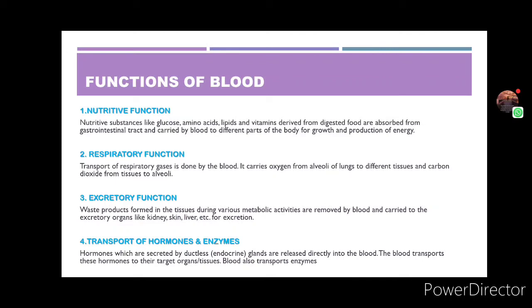For excretion. Fourth point, transport of hormones and enzymes. Hormones which are secreted by ductless, that is endocrine glands, are released directly into the blood. Now the blood transports these hormones to their target organs or tissues. Blood also transports enzymes.